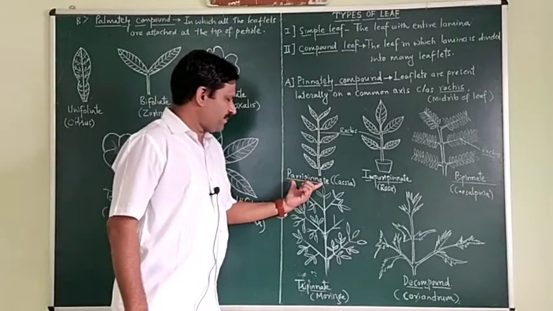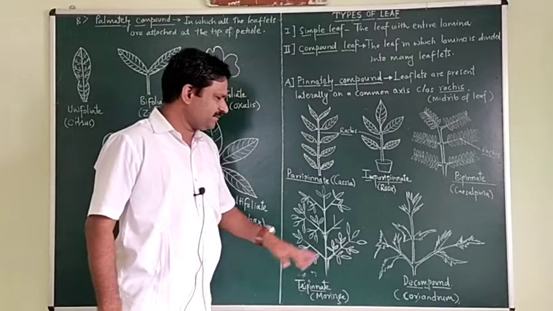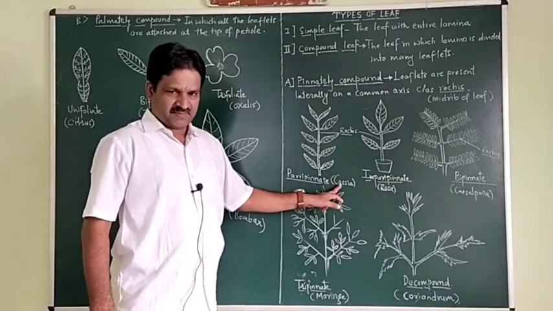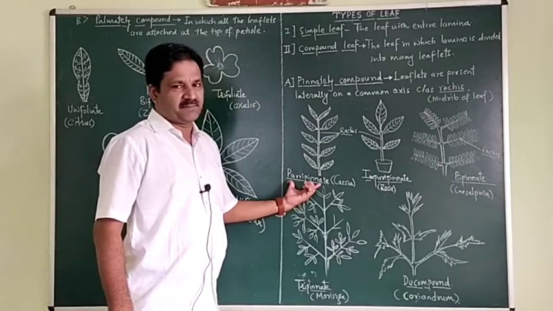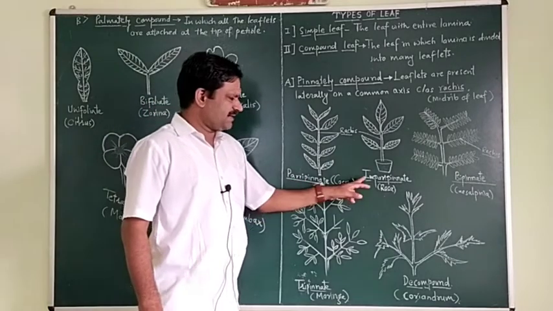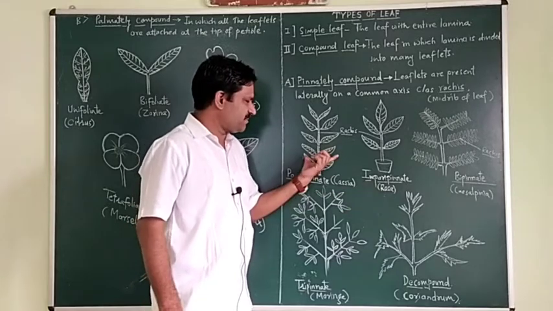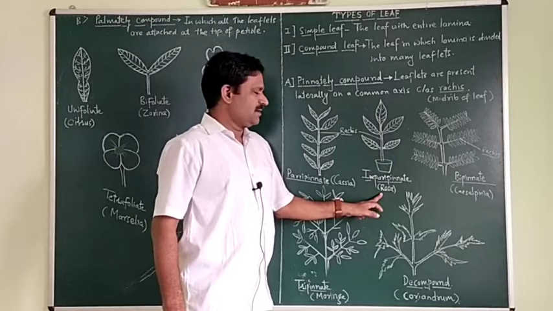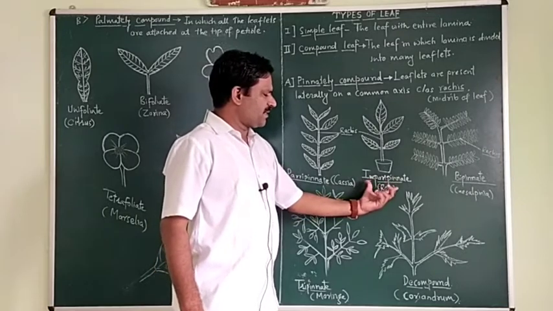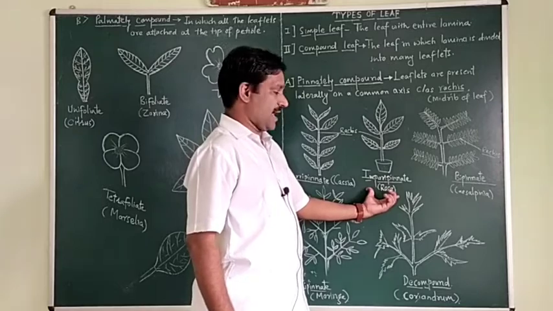The first type is paripinnate. This is the paripinnate pattern. Example is cassia. In cassia, there is a paripinnate type of pinnately compound leaf. The second one is imparipinnate. This is the paripinnate and this one is the imparipinnate. Imparipinnate compound leaves are found in rosa.